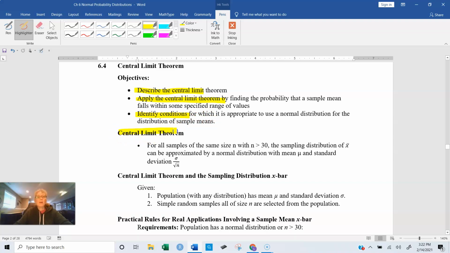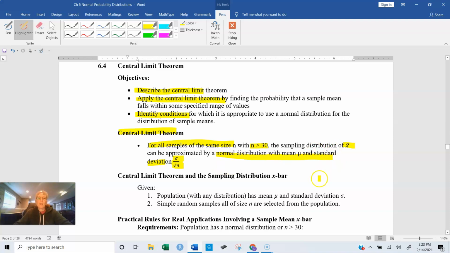Now, the central limit theorem: for all samples of the same size n, out of our population, and n has to be greater than 30, say I'm going to pick 40. I would have to have 10 or 20 or 30 different samples, but they would all be of 40 things. That's what that means. The sampling distribution of x bar, so your mean, can be approximated by a normal distribution with a mean of mu and a standard deviation of the standard deviation divided by the square root of n.